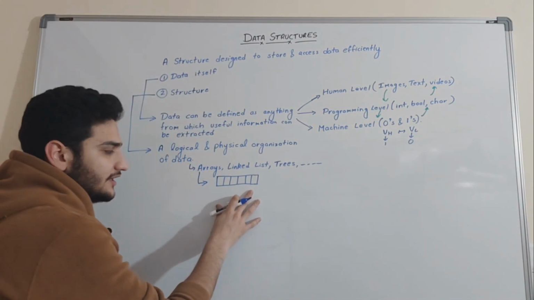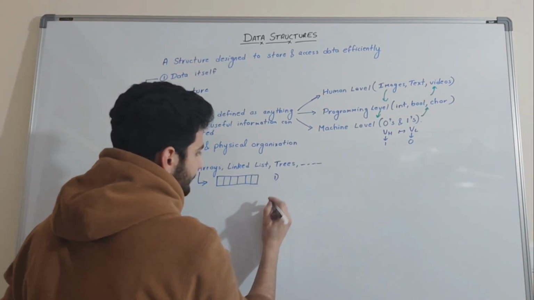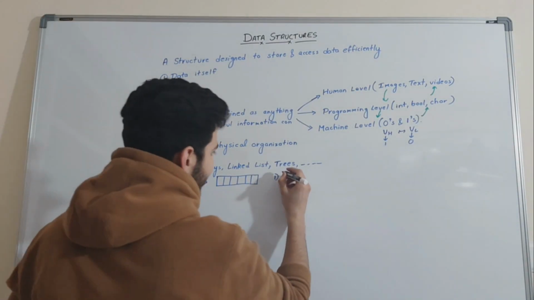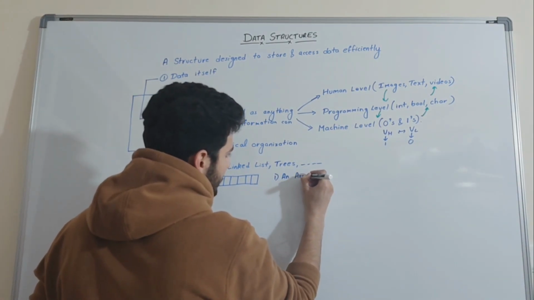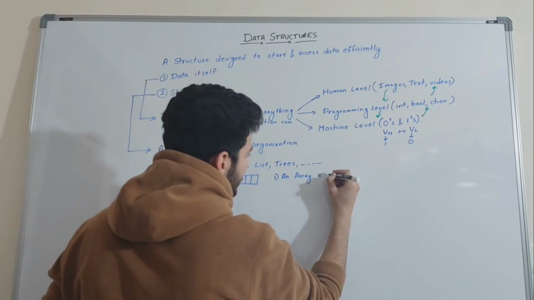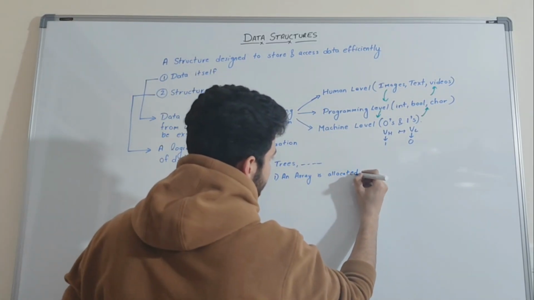There are two things that we need to understand about an array. First one being that an array is allocated contiguous memory.